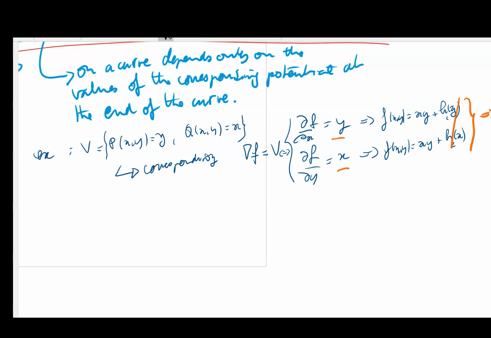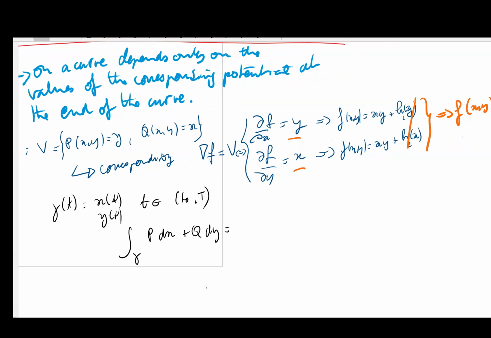Okay, how does it go? You've got your curve given by x of t, y of t for t between t0 and capital T, the final t, whatever the notations you want to use. Then what do we have? We have that the integral on gamma of P dx plus Q dy. Okay, so I'm using the same formula as before. That's just going to be the integral from t0 to capital T of P, which was actually equal to y of t, times x prime of t, plus then we have Q, which was x of t, times y prime of t dt.